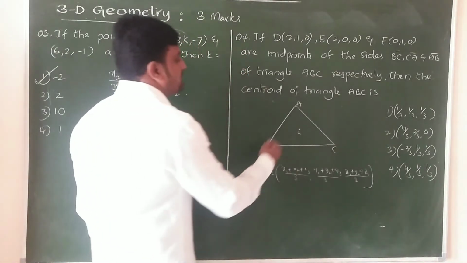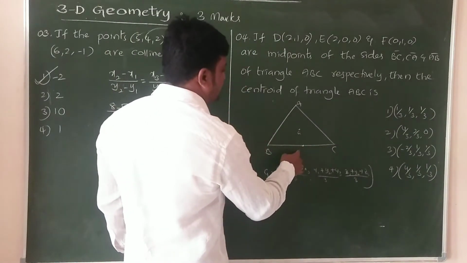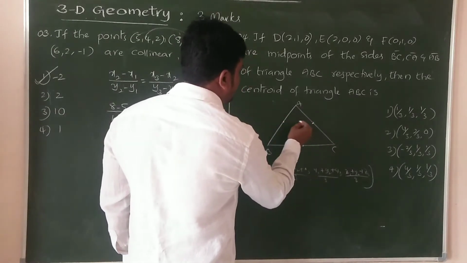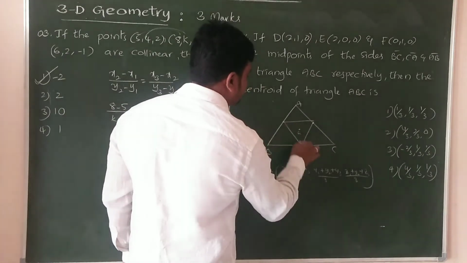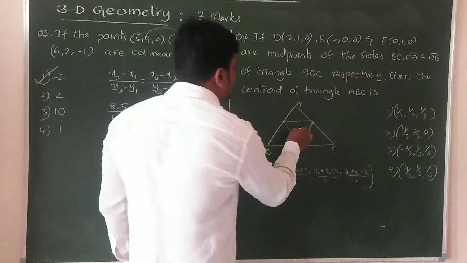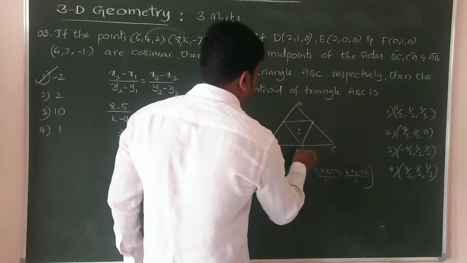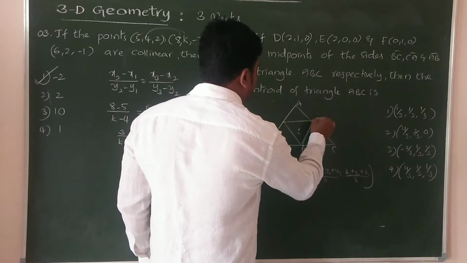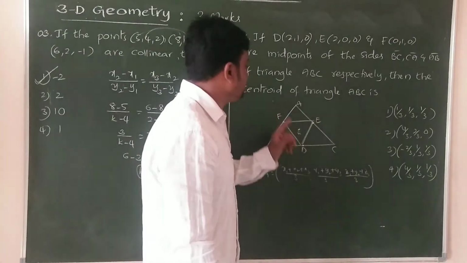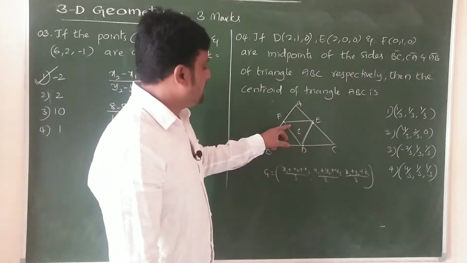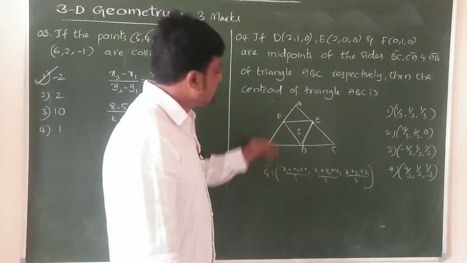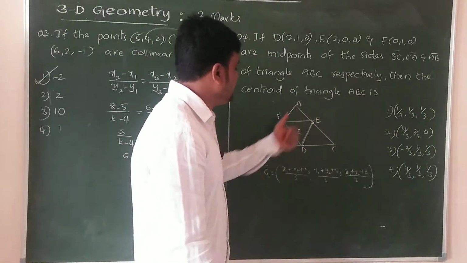But we need what? Actually, D is the midpoint of BC. Now E is the midpoint of AC. F is the midpoint of AB. Okay. Actually, we need the centroid of ABC. But here we have the vertices D and E and F. Here we have the DEF triangle. Now here we need what? The centroid of ABC. Also we can take the centroid of DEF like this.